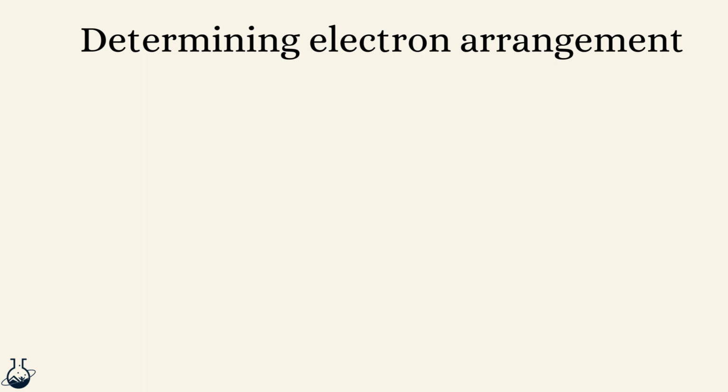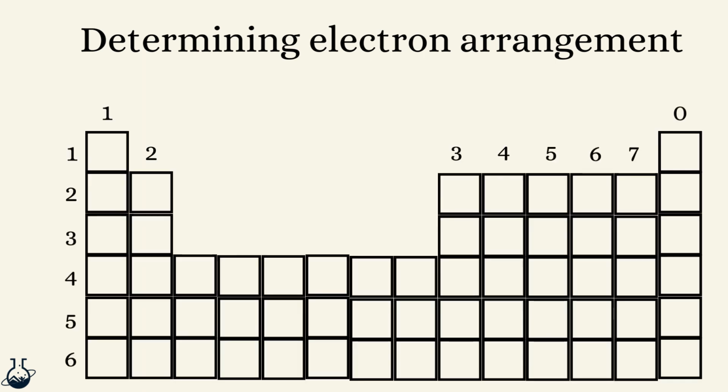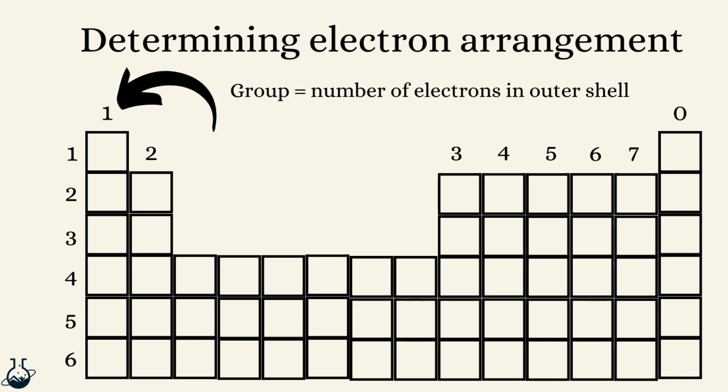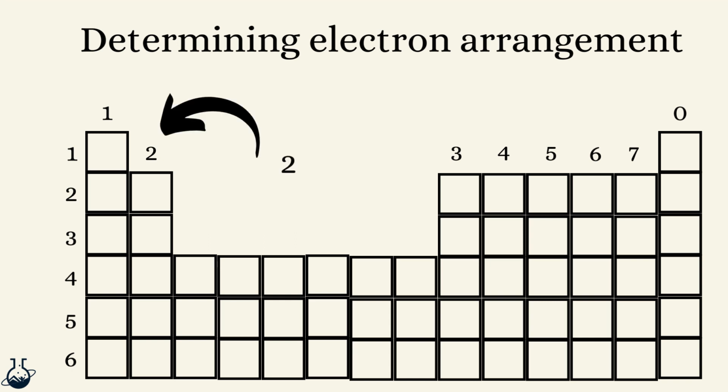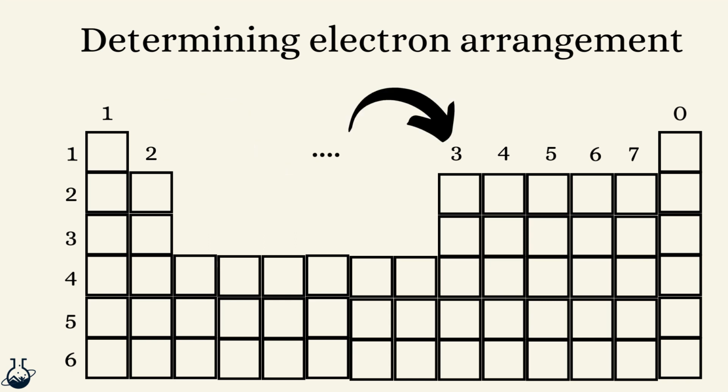Now we're going to look at the arrangement of electrons using the periodic table. The group number tells us how many electrons are in the valence shell of an atom. Valence just means outer shell. For example, group 1 atoms have 1 electron in their valence shell. Group 2 have 2 electrons in their outer shell. You can probably spot a pattern here.